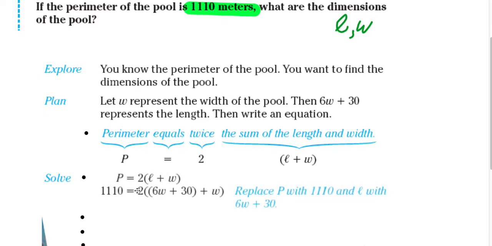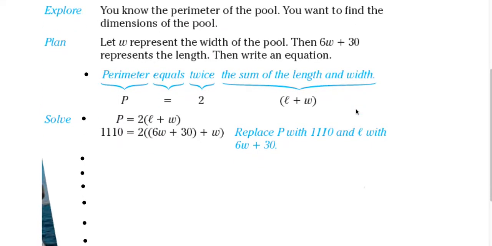Solve this. We know that perimeter is equal to 1,110. We know that the length is 6W plus 30, and we know that the width is W, from our let statement. 6W plus 30 is our length, W is our width. We simply substituted the values for L and W. From there, we continue on. We start simplifying.